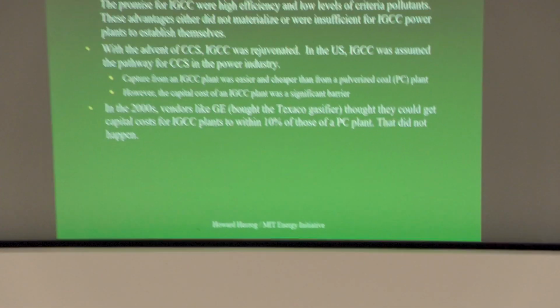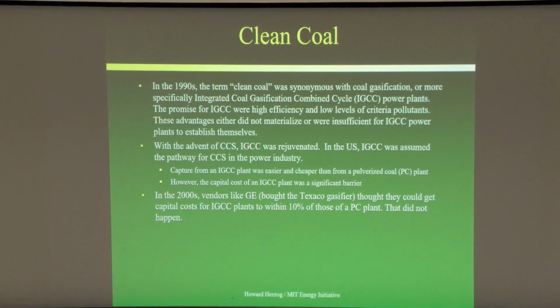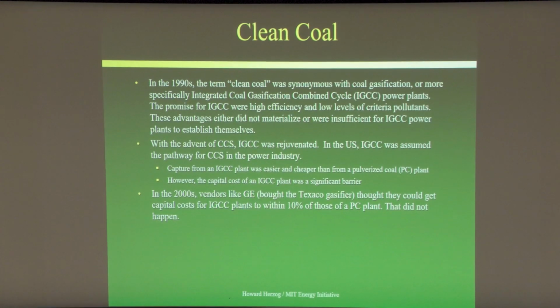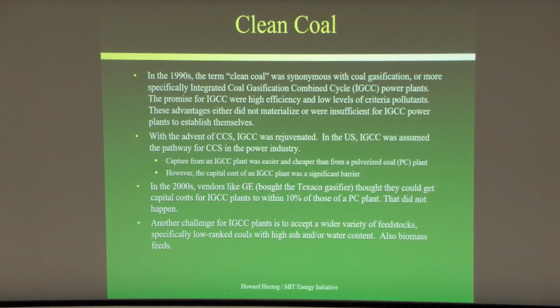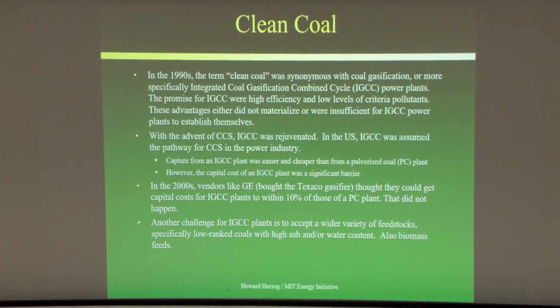In the early 2000s, GE actually bought the Texaco gasifier, and they said they were going to bring it to the power industry. They wanted to get the capital cost within 10%, and they thought if they could do that they would be competitive, but that didn't happen. Another challenge for IGCC was handling a wider variety of feedstocks. They can work on high rank coals, but they had trouble with low rank coals.